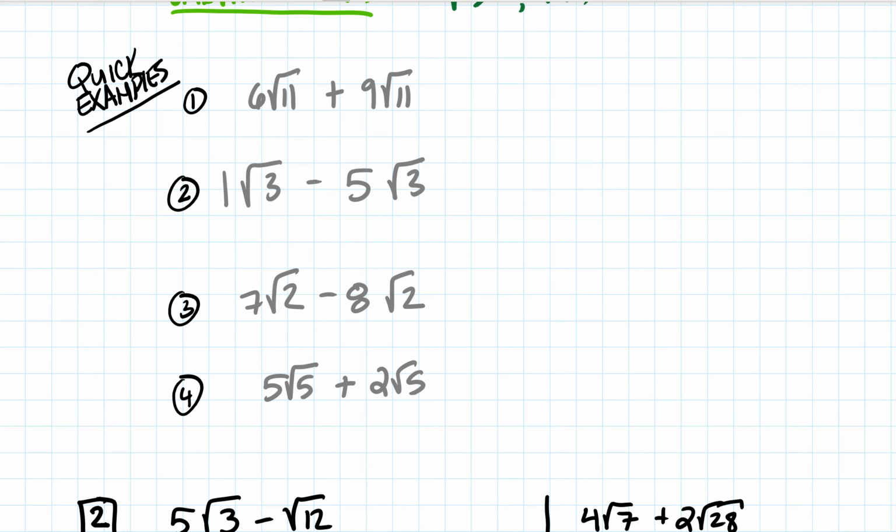So if I have 6 rad 11 and 9 rad 11, I have a grand total of 15 rad 11 because 6 and 9 make 15. 1 rad 3 minus 5 rad 3 is a grand total of negative 4 radical 3 because 1 minus 5 is negative 4. Rad 3 and rad 3 are like radicals. 7 rad 2 minus 8 rad 2 is a negative rad 2. And similarly, 5 rad 5 plus 2 rad 5 is a 7 rad 5. So hopefully that's not anything that's too hard to see.